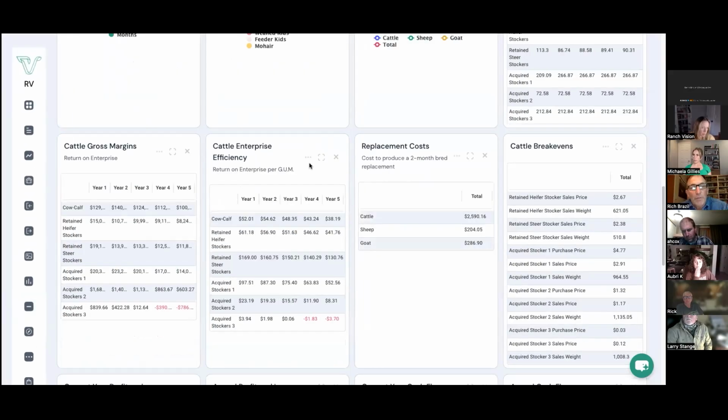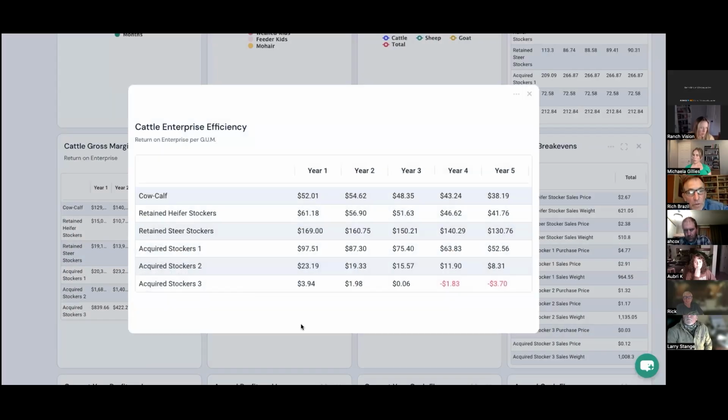And now let's look at enterprise efficiency for acquired stalker 3. So you're making $3.94 in year 1. And remember, we're anticipating a 5% drop in the market each year. So that's why it's dropping. So that's not a very good enterprise as compared to some of your others, right? That's per head? That's per grazing unit month, per animal unit month. Okay. So you see how that's not very good compared to those other alternatives, right?